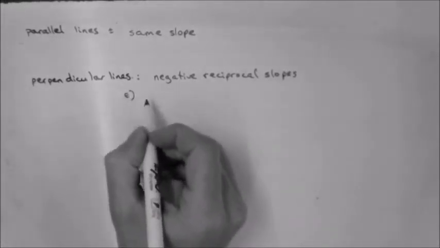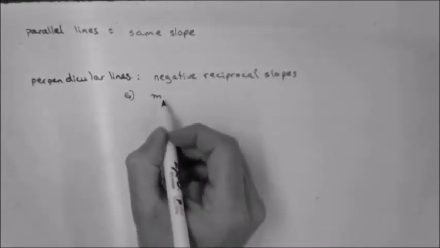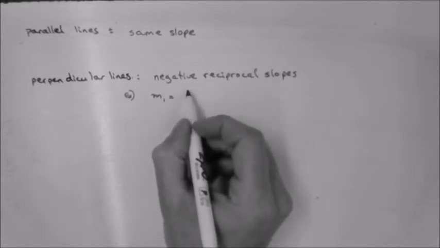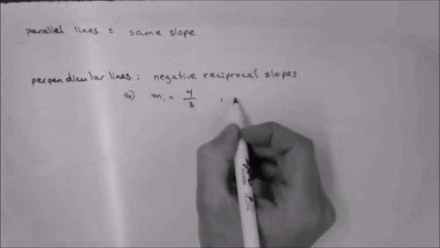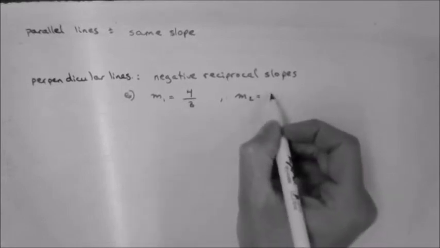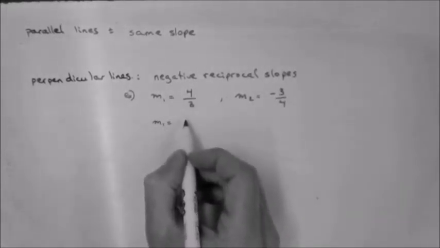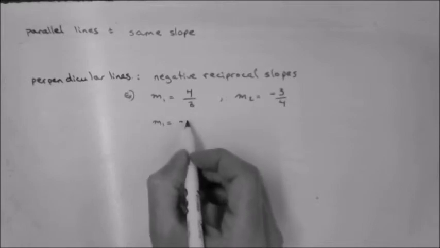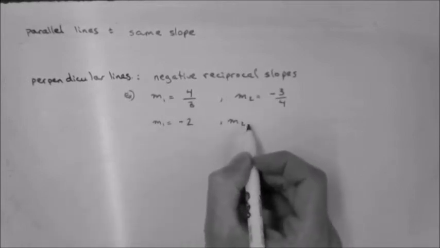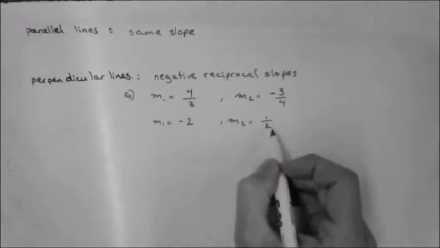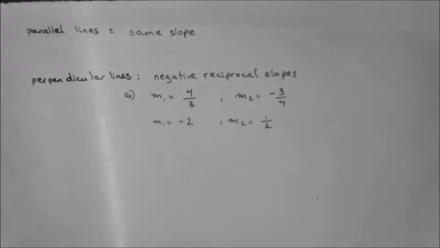Okay, example, if M1 is 4 over 3, what's M2? Negative 3 over 4. Okay, someone else? If M1 is negative 2, what's M2? Positive 1/2. Good. We need that information going forward.